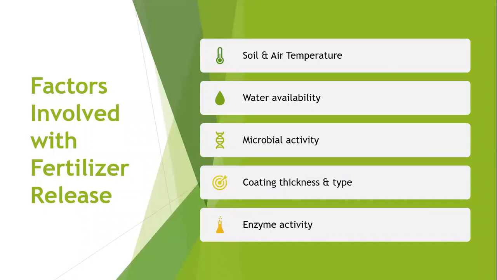Factors involved with fertilizer release. I mentioned in the other section the influence of soil and air temperature on turfgrass growth. It also has a great influence on fertilizer performance. Water availability is another one that can help control fertilizer release. Microbial activity is very critical for the breaking down of the various fertilizer products that you might be using. Coating thickness and the type of coating is important, along with enzyme activity in the soil itself.